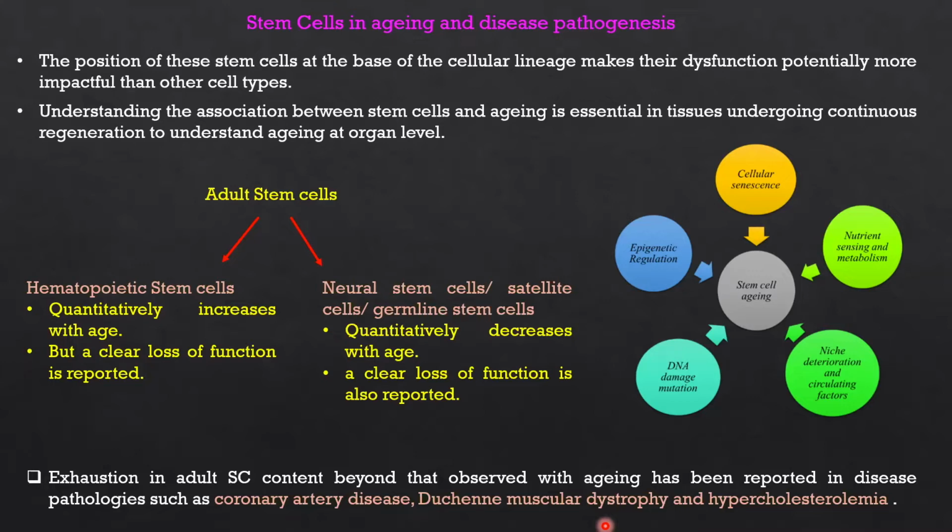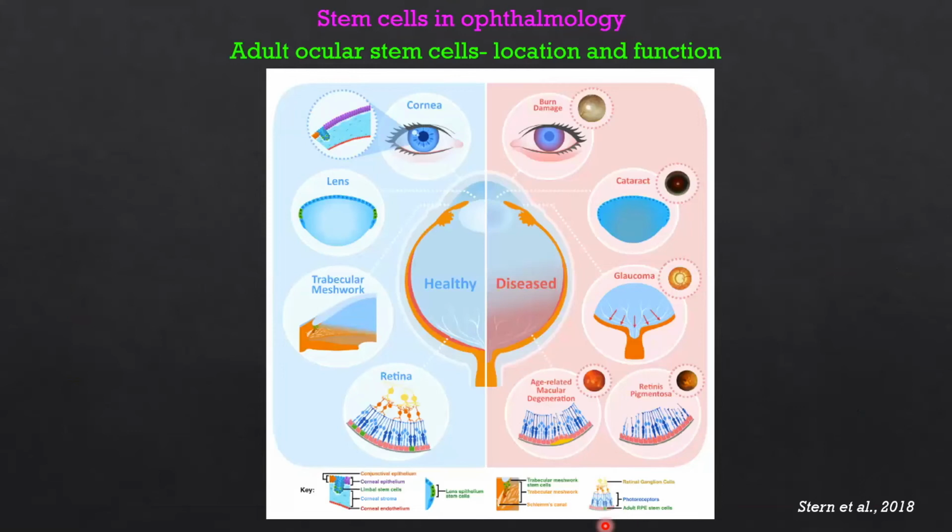And moving on to the main topic of the day, stem cells in ophthalmology. Adult ocular stem cells, I would like to talk about their location and their function. This is one good illustration. It shows the cornea, lens, the trabecular meshwork, retina, and just towards the right, the burn damage that happens to the cornea is shown, along with the cataractous condition, glaucoma, and other retinal disorders. So where are the stem cells in the cornea, lens, TM, and retina?